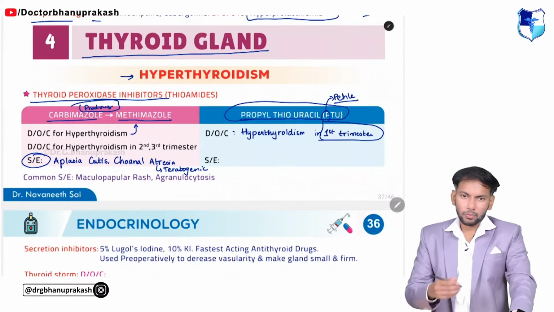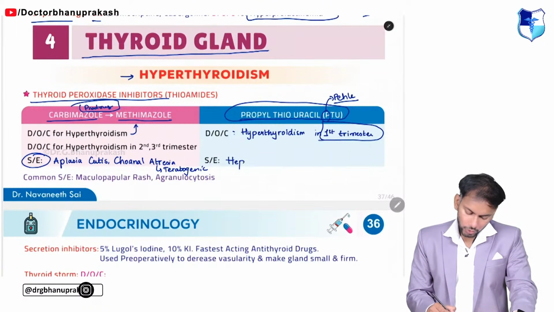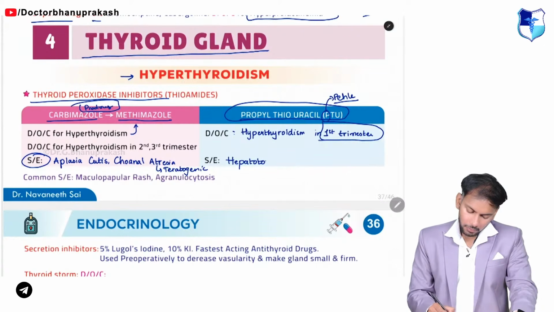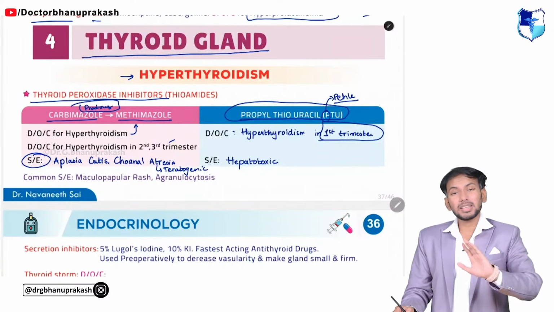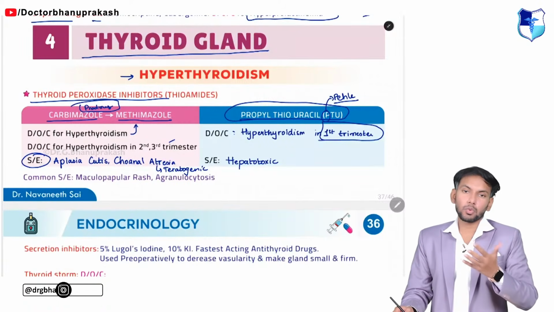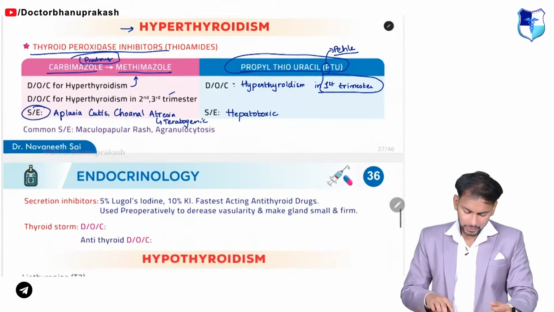No, you should not continue. Why? Because this is hepatotoxic. So you will use it only in the first trimester, but in second and third you will use carbimazole, methimazole. Why? By the second and third trimester, organogenesis is mostly done. That is why we can use it in second and third trimester.